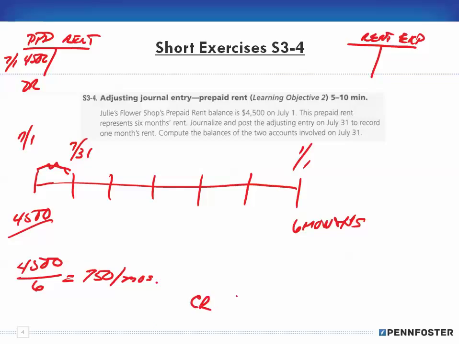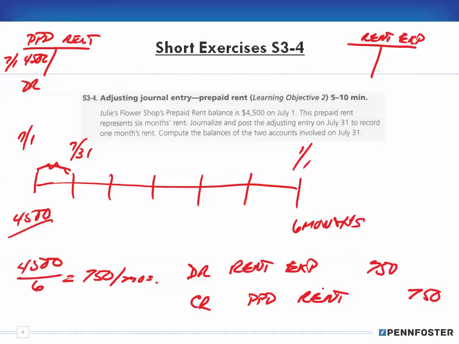That means I'm going to credit prepaid rent by $750. Well, if I credit something, I have to debit something else. So what am I debiting? Well, I know I'm debiting the rent expense. Notice that I'm backing into it and I don't have to think about whether that's a debit or a credit. So this is going to be my journal entry. When I take that journal entry and I post it to the accounts, I'm going to post a credit to prepaid rent on 7/31, and on 7/31 I'm going to debit the rent expense for $750.